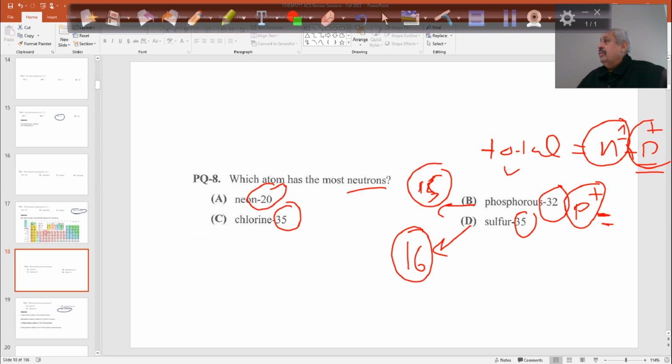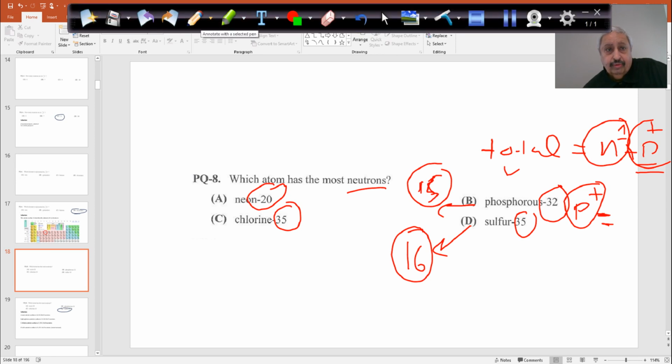Ne. That's inert gas. How much? 10. That's correct. And that's 10. And how about chlorine? How many? 17, correct. So those are close to each other.